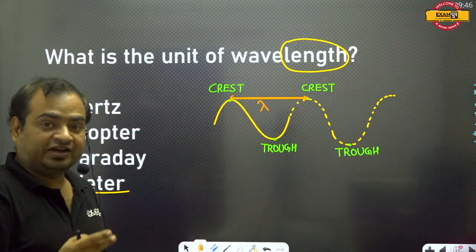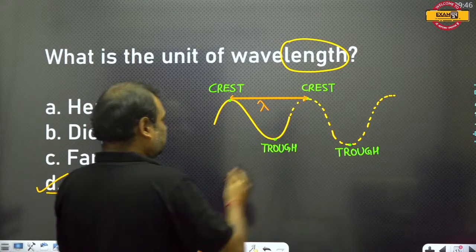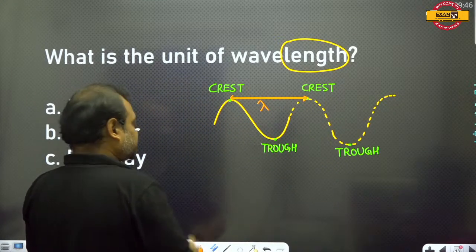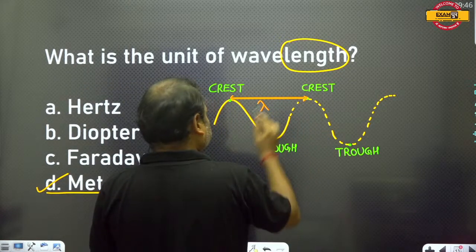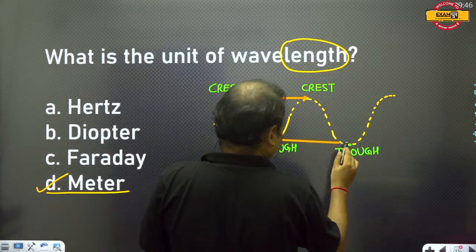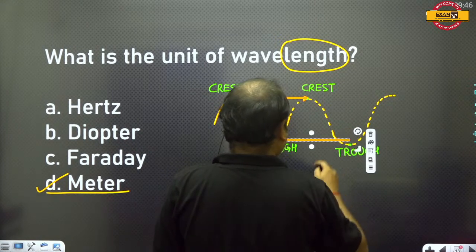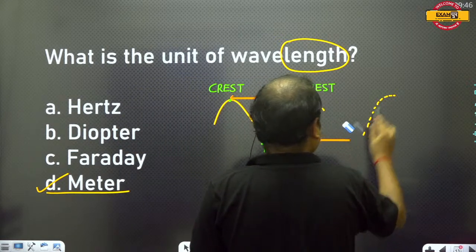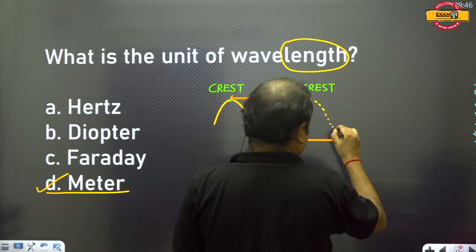You can define the wavelength as the separation between two consecutive crests. Okay, so this is the first one and this is the second one. Again, you can define the wavelength as the separation between two consecutive troughs.